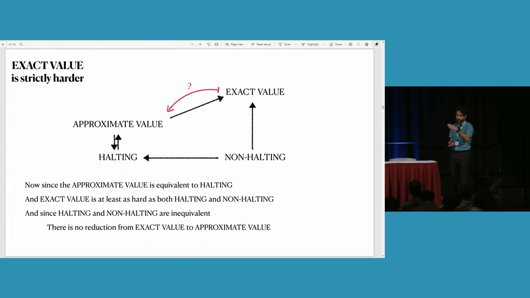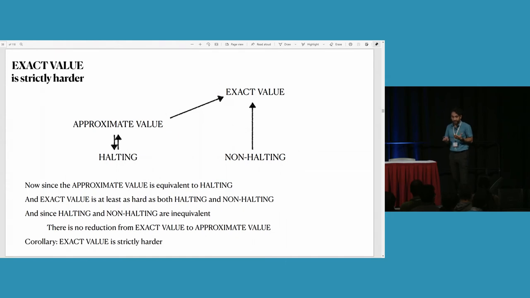Now, I promised to show you that we cannot reduce exact value to approximate value. The proof goes by contradiction. Just assume that exact value can be reduced to approximate value. Then following the path from non-halting to the exact value, to the approximate value, and then to the halting, I get a reduction from non-halting to halting. And we've already seen that that cannot be the case. We cannot reduce non-halting to halting. So this is a contradiction, therefore the reduction cannot exist.